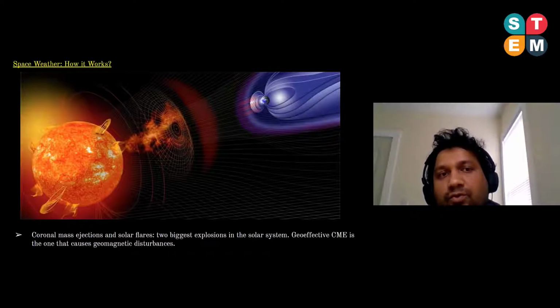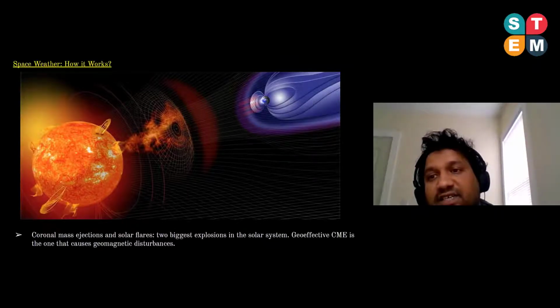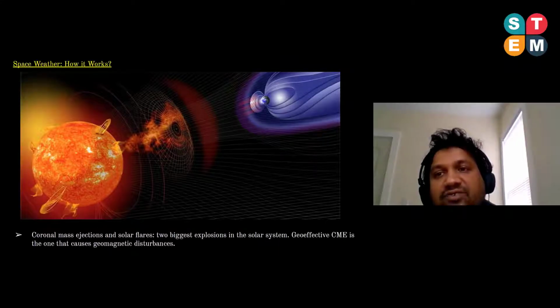Now the question is how we can predict this kind of space weather disturbance, because not every flare and CME is Earth directed. Only a few flares and CMEs, where CME is the coronal mass ejection, are Earth directed, and they are actually responsible for the geomagnetic disturbances.